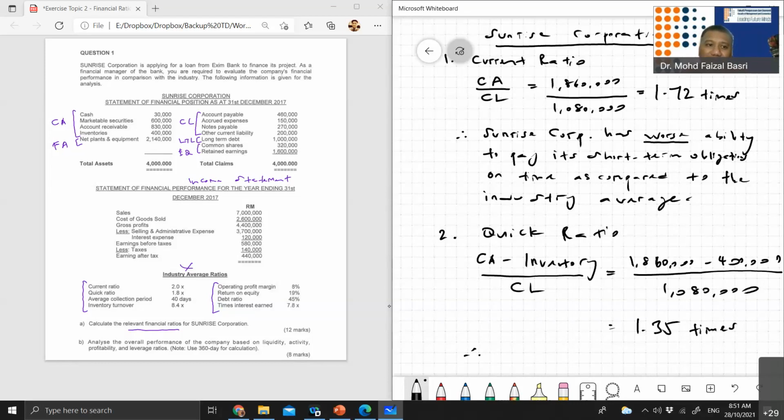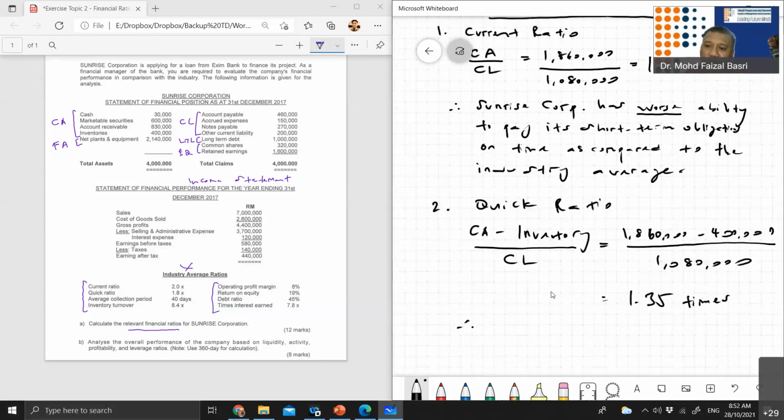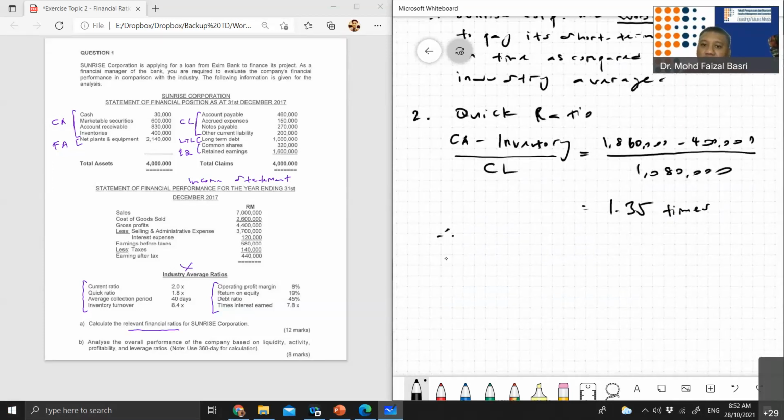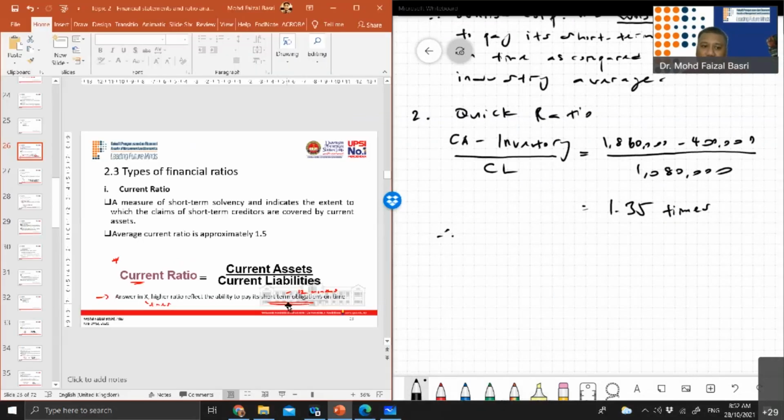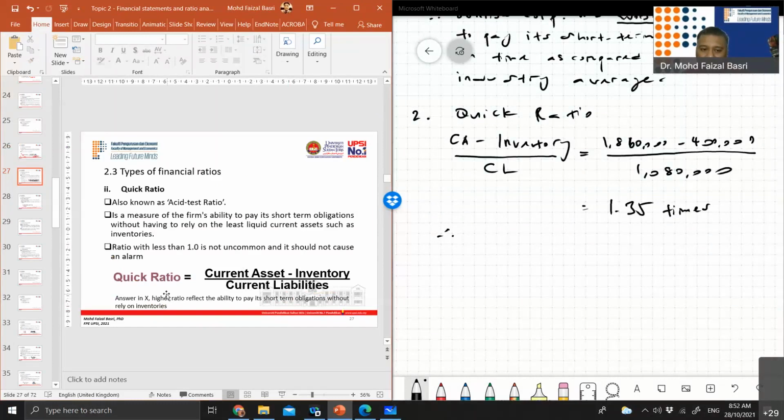So in this case, if you compare Sunrise Corporation's quick ratio against the industry average, Sunrise Corporation has worse ability. Always comment on the target company, because you calculated Sunrise. So therefore, you comment on Sunrise's performance. You're going to repeat the same process and check the quick ratio.